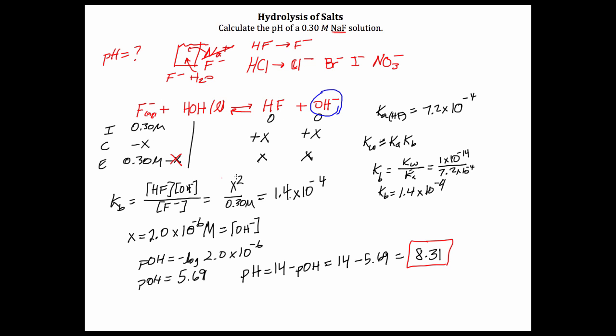Set up the equilibrium. Realize that you have a Kb, not a Ka, in this particular one. There's also hydrolysis of salts where you'll have Kas, and in that case, you'll have to find the Ka from the Kb. Plug everything in like you normally do. Don't forget about x being hydroxide, and then solve for your pH.